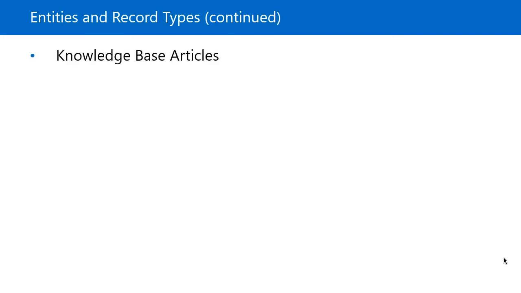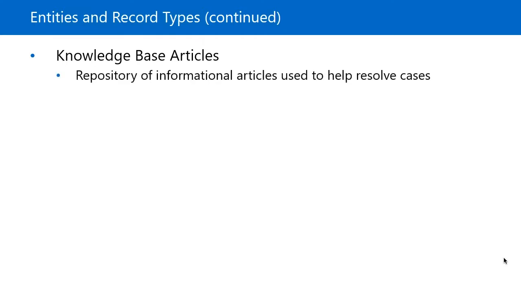We also have knowledge base articles. The knowledge base is a repository of informational articles that can be used to help customer service representatives resolve cases. In some organizations, the knowledge base is also used to provide Microsoft Dynamics 365 users with information about how to not only resolve issues, but to answer questions as well. Knowledge-based articles can also be emailed to a customer, which can be sent either through the Dynamics 365 interface or through the Microsoft Dynamics apps for Outlook.